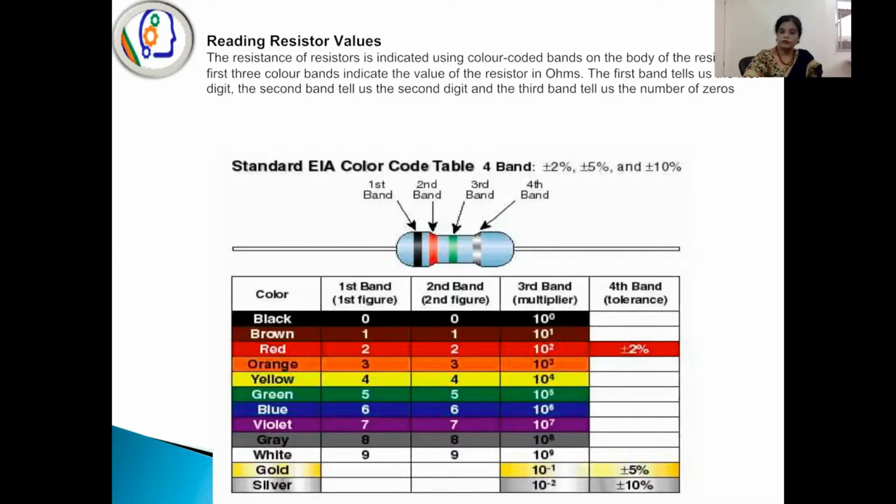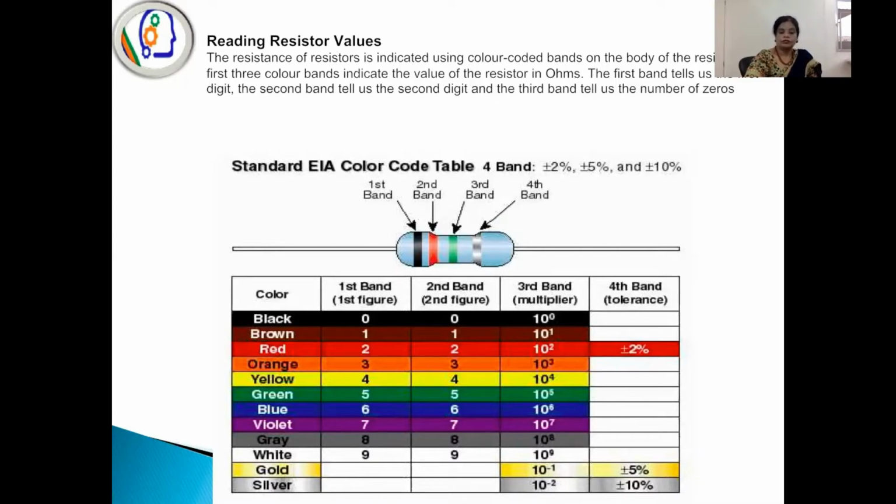Four bands: first band, second band, third band, and fourth band. You know the colors of each band. The first color will come in the unit place, the second will come in the tens place, and the third will come in the 10 raised to power, meaning how many zeros are there. And the fourth band will show the accuracy.